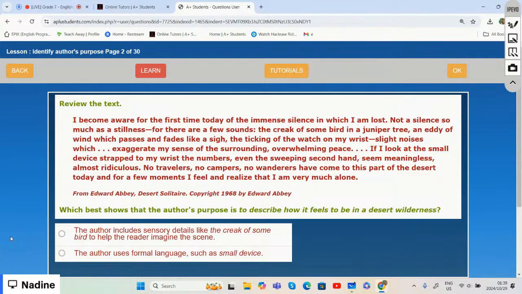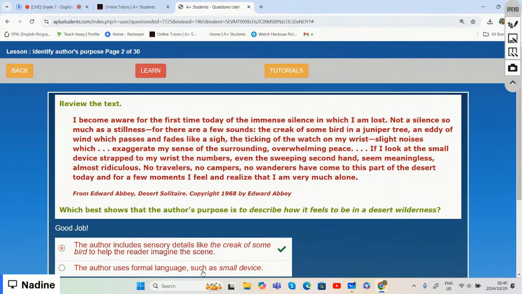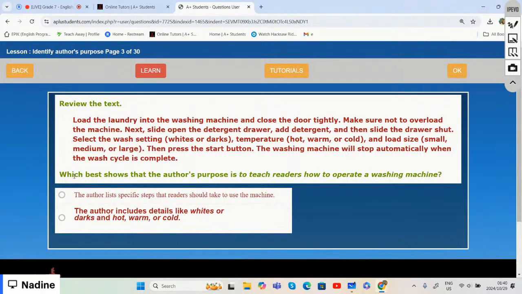And if we were to select the correct option, then we would choose option one. Because remember, we said that if an author uses the purpose to describe, then we need to use sensory details, things that you can see, things that you can hear, right, to describe your surroundings. All right. Now we're going to the next one.